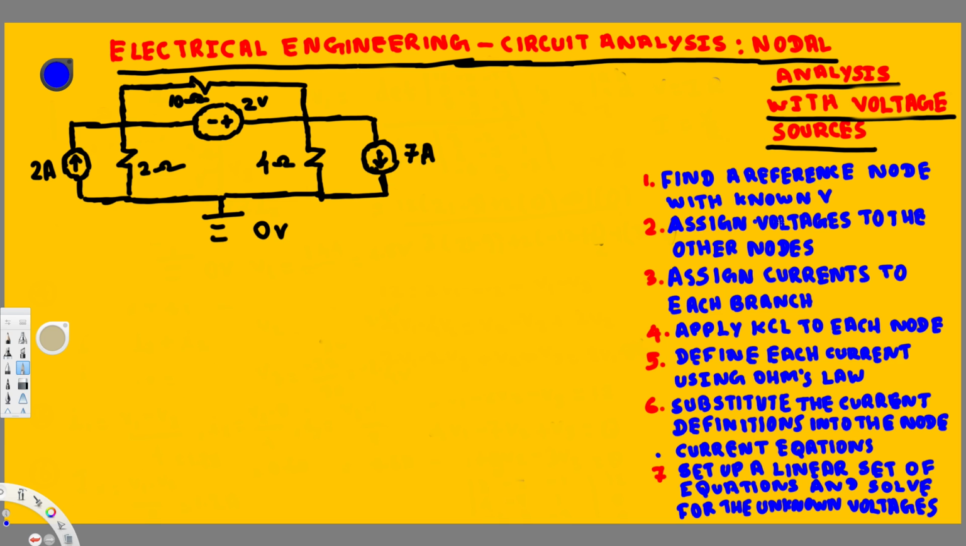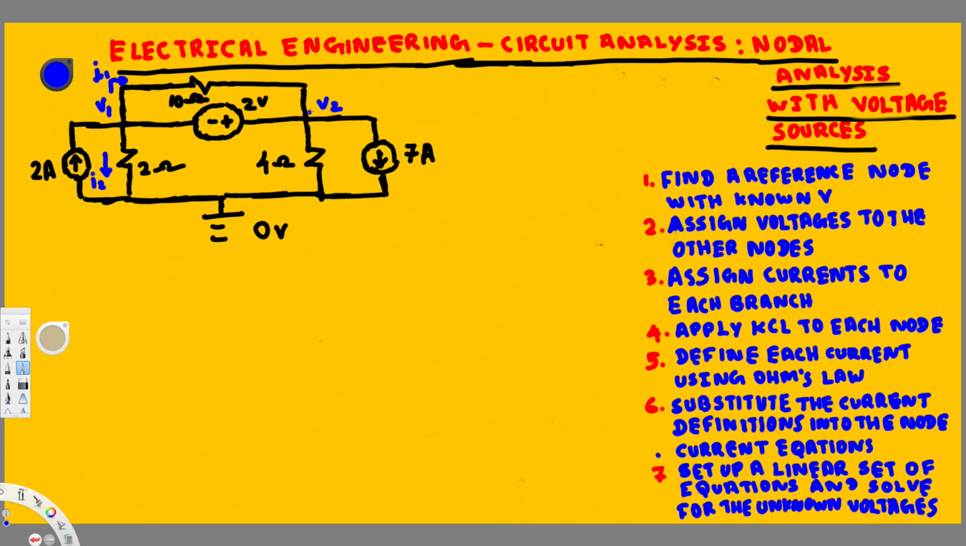Now the next thing is to assign voltage to the other nodes. Here we have 2 other nodes, so we are going to put V1 and V2, right? And that's it. And then assign currents to each branch. This branch we have current, so we don't have to worry about this one. And this one, the top part, we don't have current, so let's put I1 right here. And this branch also doesn't have current, so we can put I2. It doesn't matter which direction you put, because if you assume the wrong direction, you are going to get a negative answer.